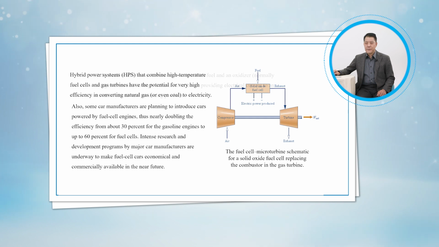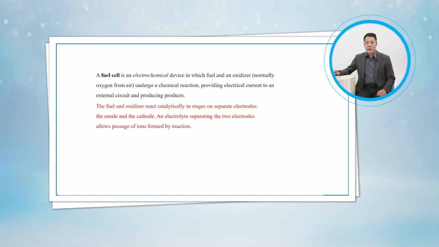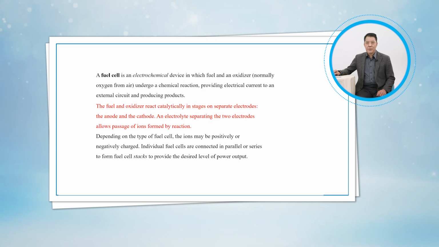in the near future. A fuel cell is an electrochemical device in which fuel and an oxidizer undergo a chemical reaction, providing electrical current to an external circuit and producing products. The fuel and oxidizer react catalytically in stages on separate electrodes, the anode and the cathode. An electrolyte separating the two electrodes allows passage of ions formed by reaction. Depending on the type of fuel cell, the ions may be positively or negatively charged.